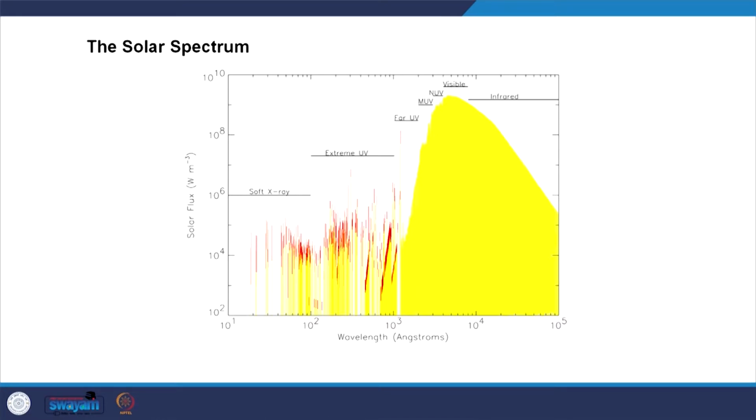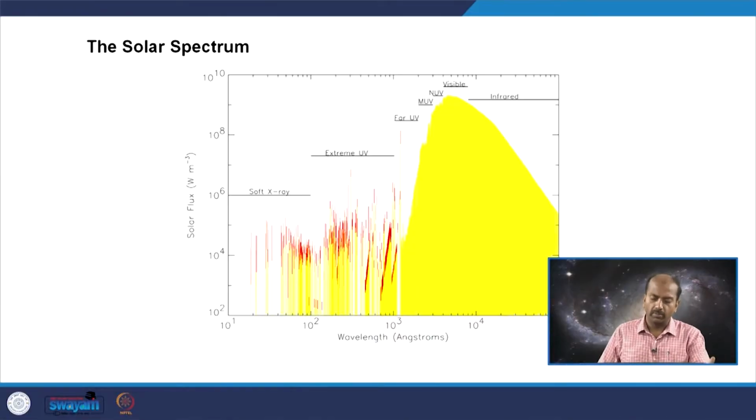So, if you look at the familiar solar spectrum, it is categorized into many different parts: soft X-rays, extreme ultraviolet, far ultraviolet, middle ultraviolet, near ultraviolet, visible and infrared. There is no inherent reason for these labels to exist. We have named them because each of these parts has very distinct effects on the ionosphere, or for example on the atmosphere.